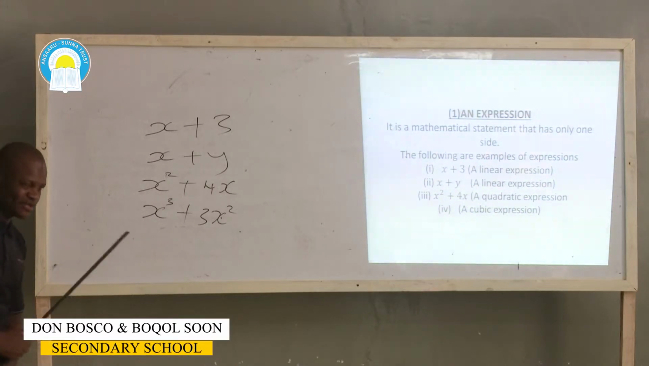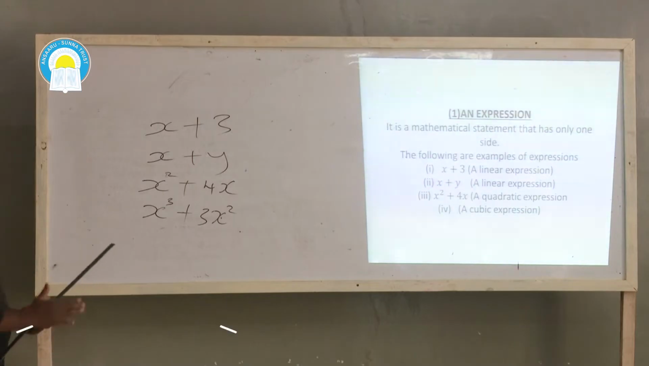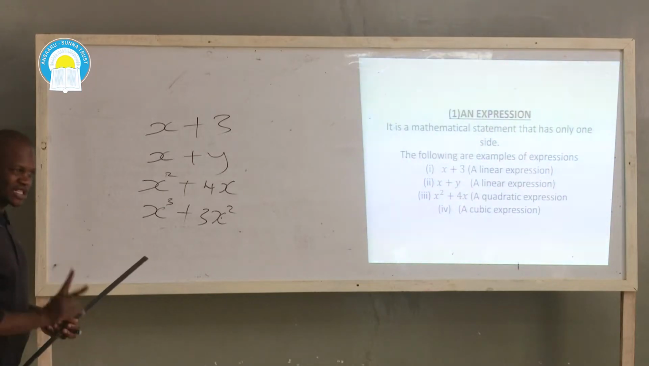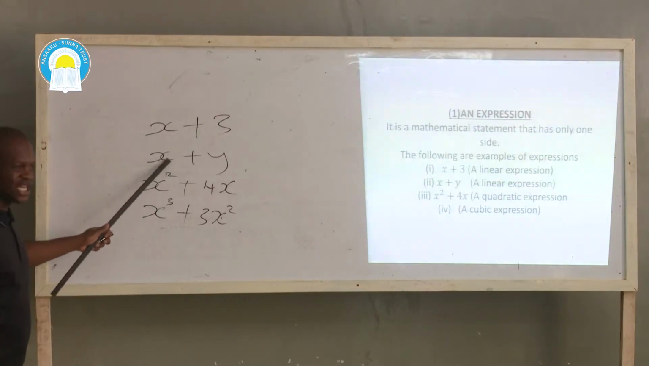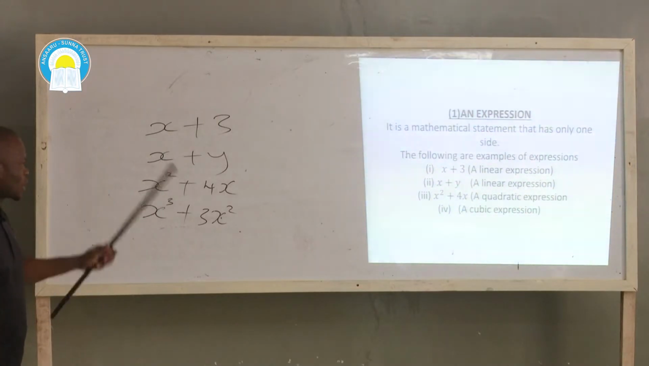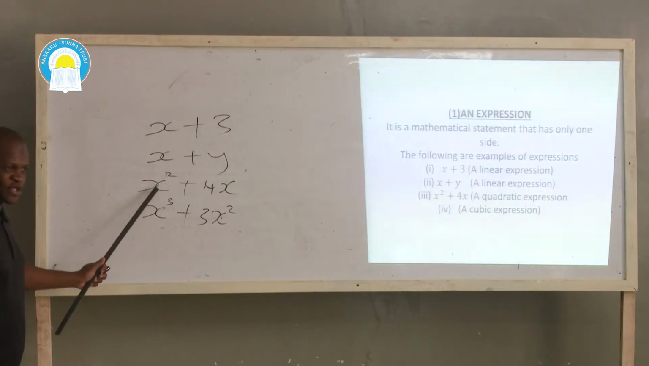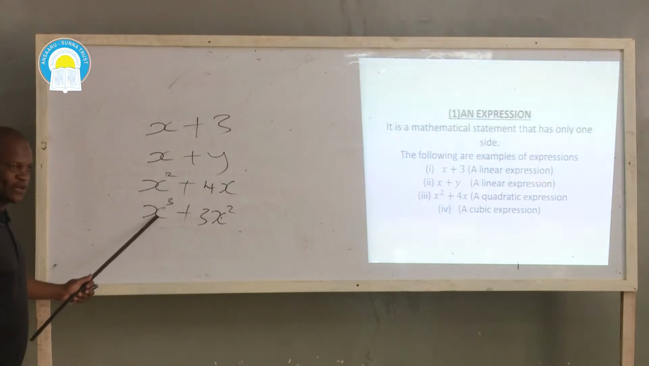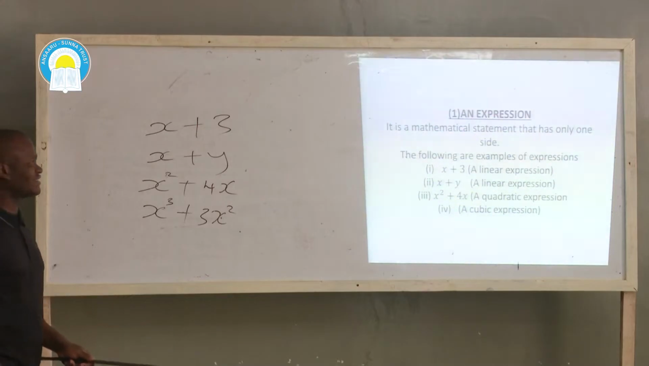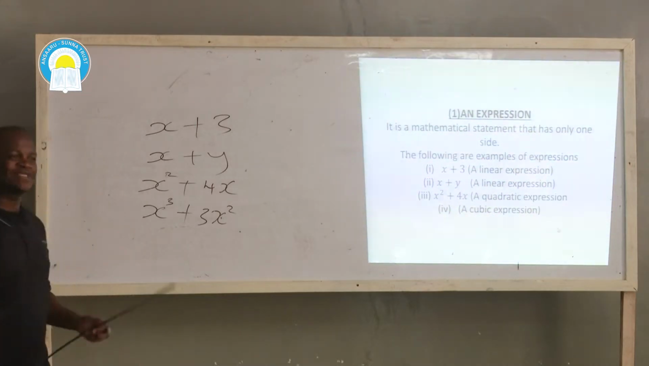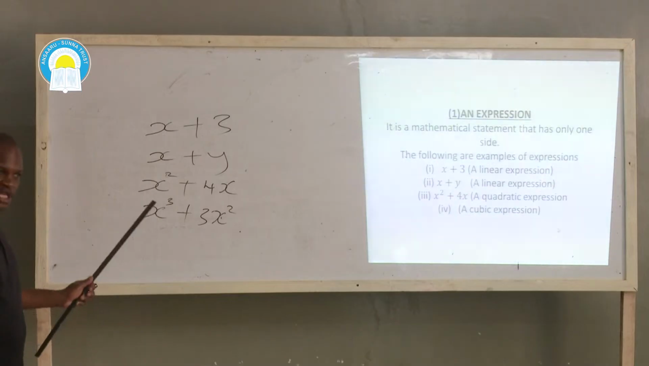So, in summary, we have said what? An expression is a mathematical statement that has only one side. We can have a linear expression like the first two I've shown here. We can have a quadratic expression. We can have a cubic expression. Are we together? Then we look at what an equation is, and if possible, give examples, and see how an expression differs from an equation.